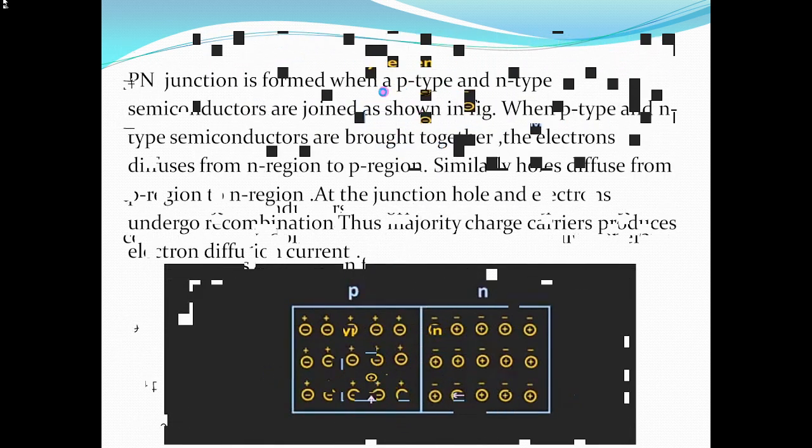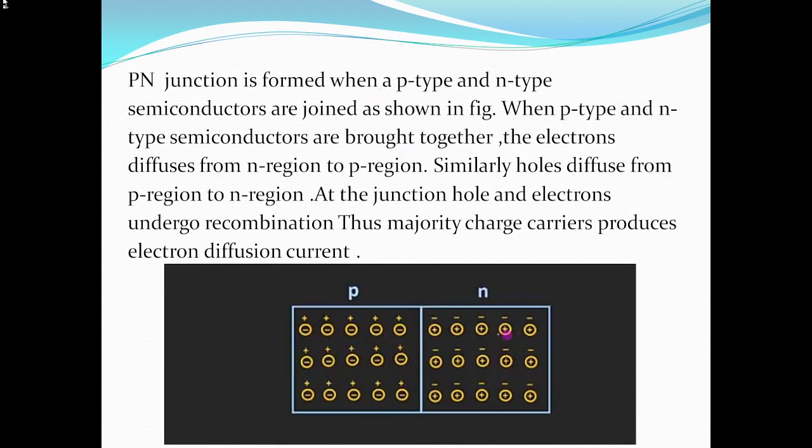If p-type and n-type semiconductors are brought close to each other, see here, in the p-type semiconductor these are the holes, the majority charge carriers. In the n-type semiconductor, these are the electrons, the majority charge carriers. So a PN junction is formed when p-type and n-type semiconductors are joined as shown in the figure. When the PN junction is combined like this, electrons diffuse from the n region to the p region, and holes move from the p region to the n region.